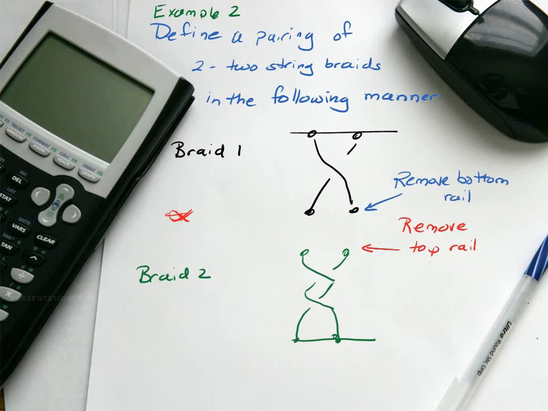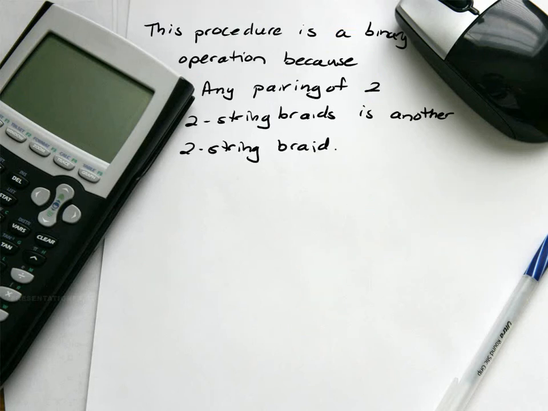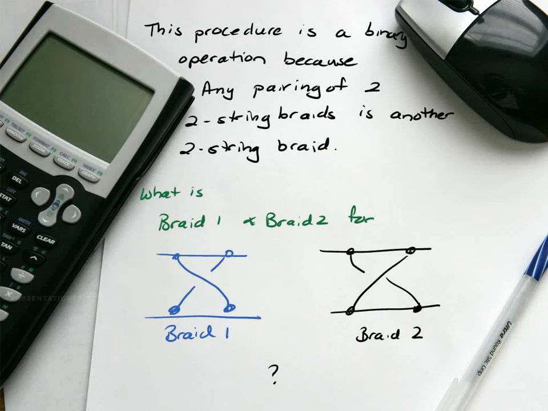So if I wanted to do braid 2 star braid 1, I just change the order of how I'm attaching them. At your desk, just give it a shot. Take this braid and then star this braid. Reverse this one, attach this one. Just try it out at your desk and see what you get.